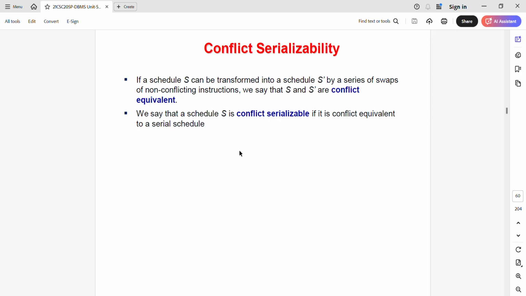What is conflict serializability? If a schedule S can be transformed into a schedule S dash by a series of swaps of non-conflicting instructions, we say that S and S dash are conflict equivalent. We say that schedule S is conflict serializable if it is conflict equivalent to a serial schedule.